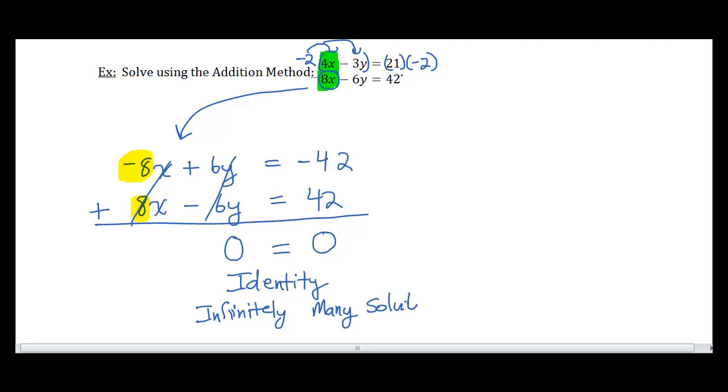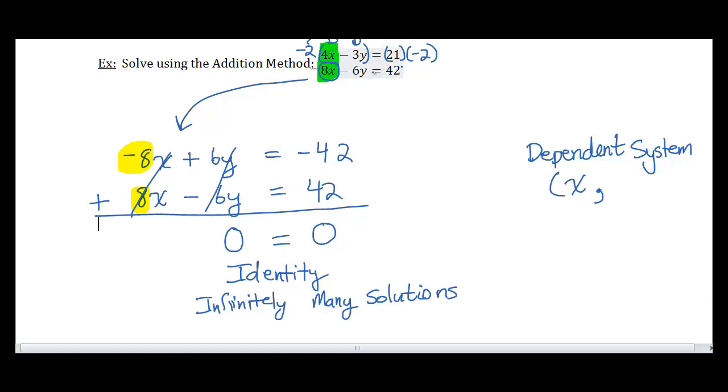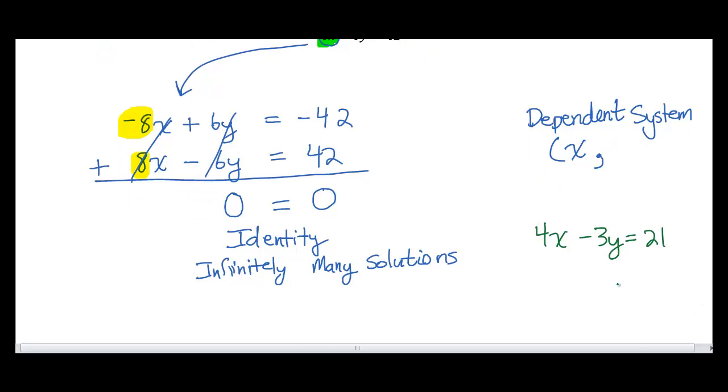And so with infinitely many solutions, instead of saying all real numbers, since I'm talking about a system of equations, I know that I have a dependent system. With dependent systems, I write my ordered pair x, comma, instead of writing y, I have to solve one of these equations for y, and I'm going to put what I have y equals into this spot here as my y coordinate in my ordered pair. And so I'm going to take, let's say, this first equation, 4x minus 3y equals 21.